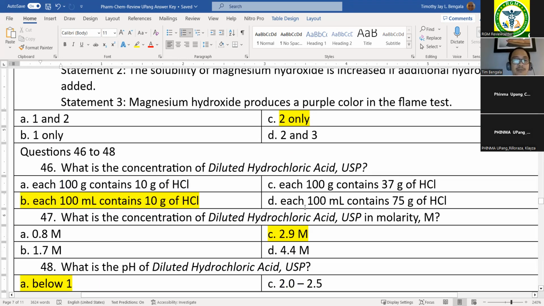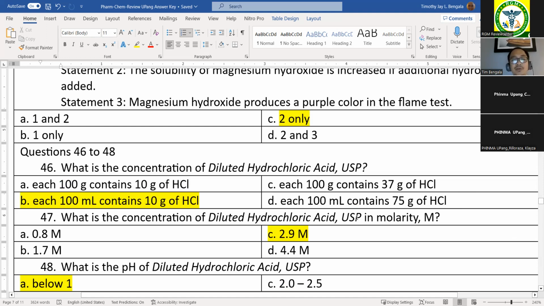So dito, kailangan mapandaan dito. So hopefully, you are familiar with that. So the answer is this one. 10 grams per 100 ml. So what is the concentration of diluted hydrochloric acid in molarity? So dito yung ating trick question. So because number 1, dapat muna tama yung sagot mo dito.